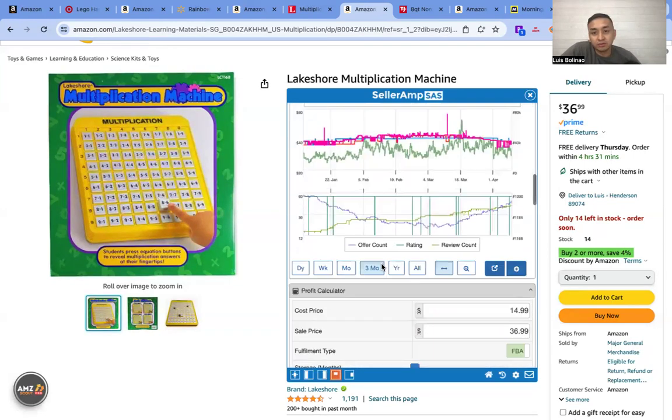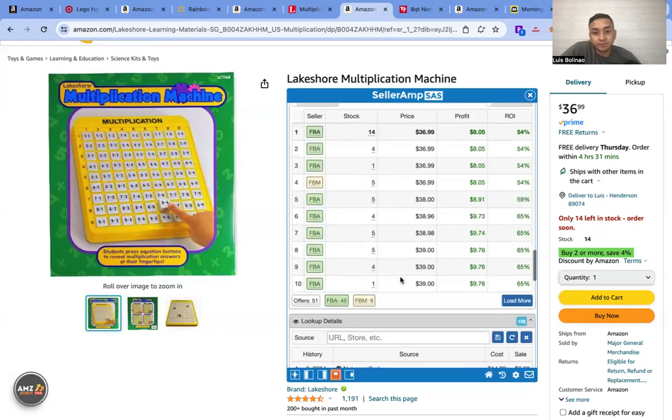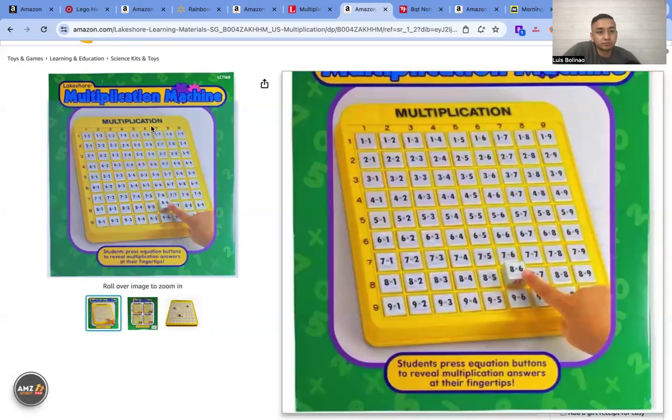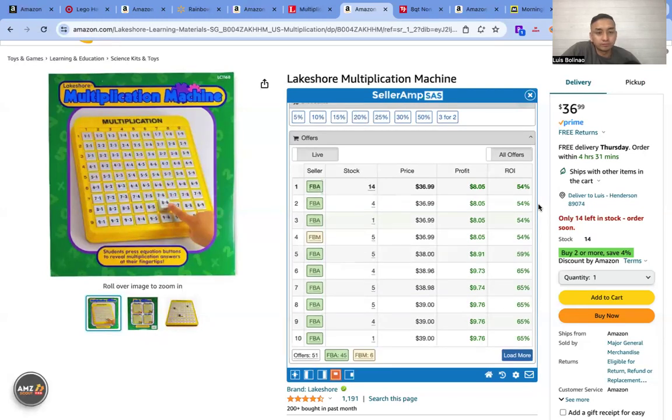And then again, I go and look at my competition and decide, right? So 185 sales a month, and there's about 51 sellers here. And the minimum ROI that I'm getting is 54%. Would you guys do it? So 185 sales a month with 50 sellers at this much ROI minimum. Would you guys do it?